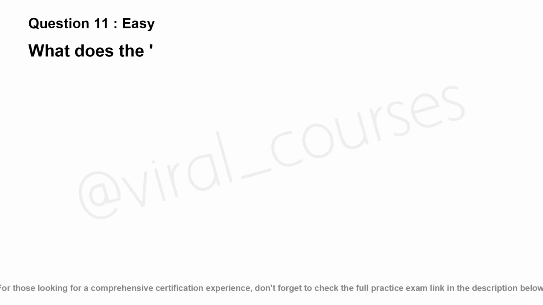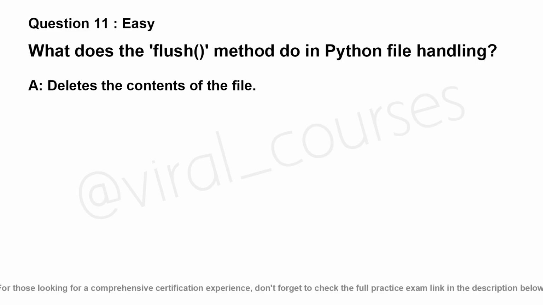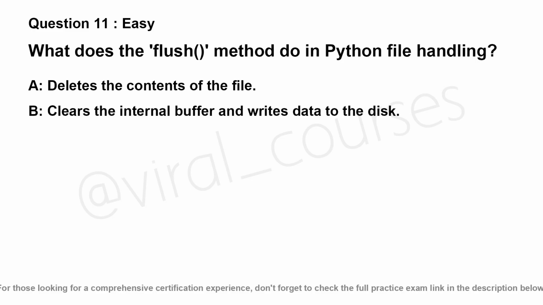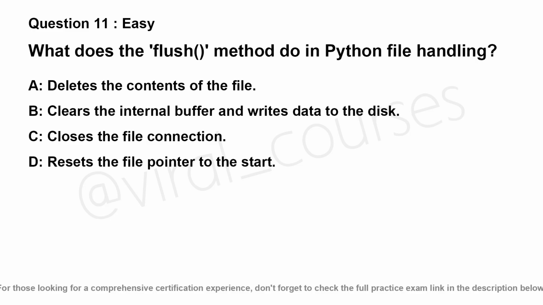What does the flush method do in Python file handling? Option A, deletes the contents of the file. Option B, clears the internal buffer and writes data to the disk. Option C, closes the file connection. Option D, resets the file pointer to the start.